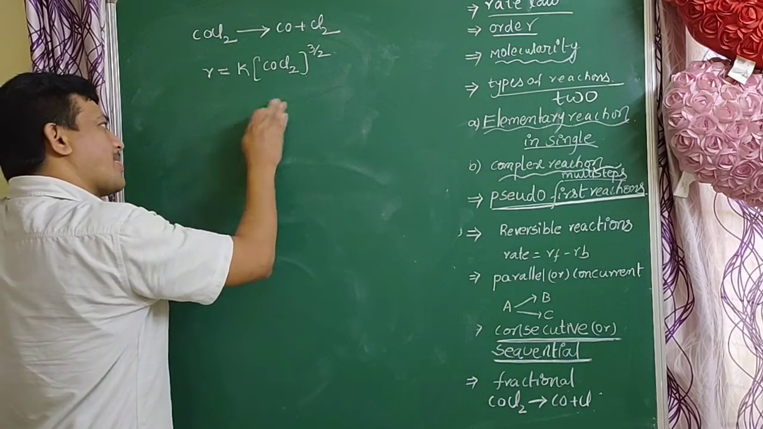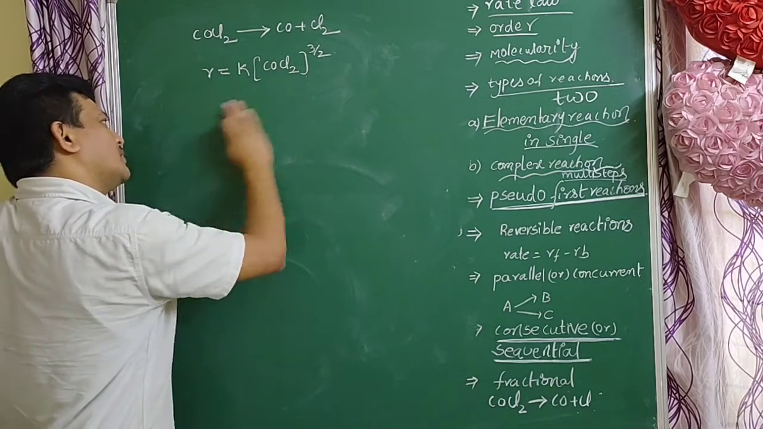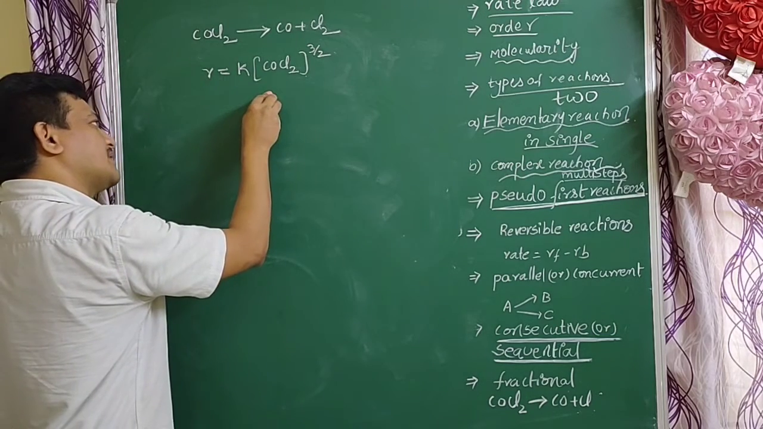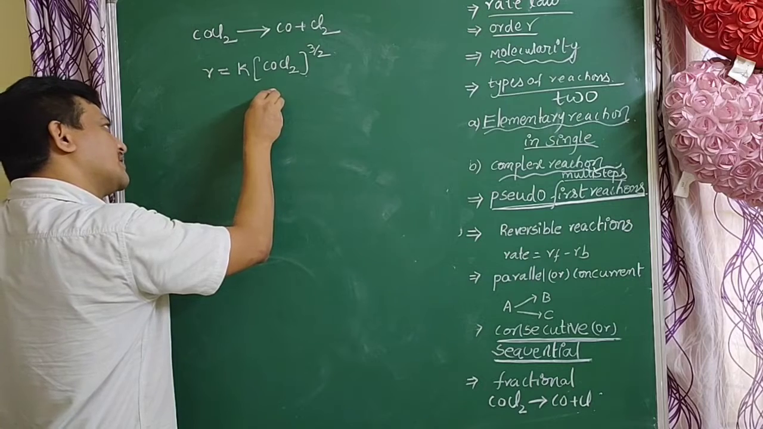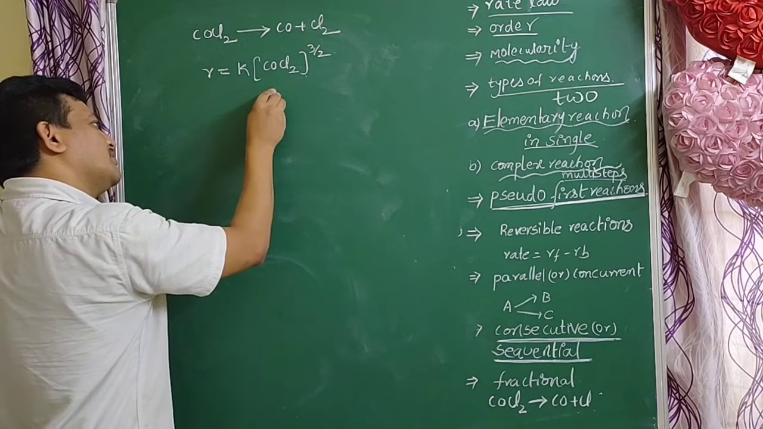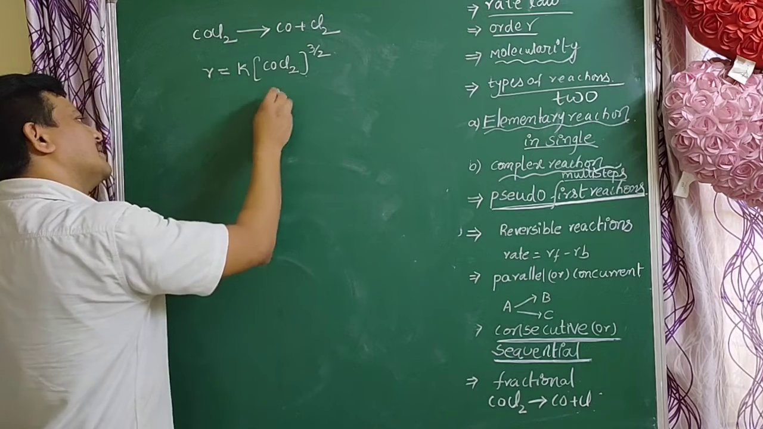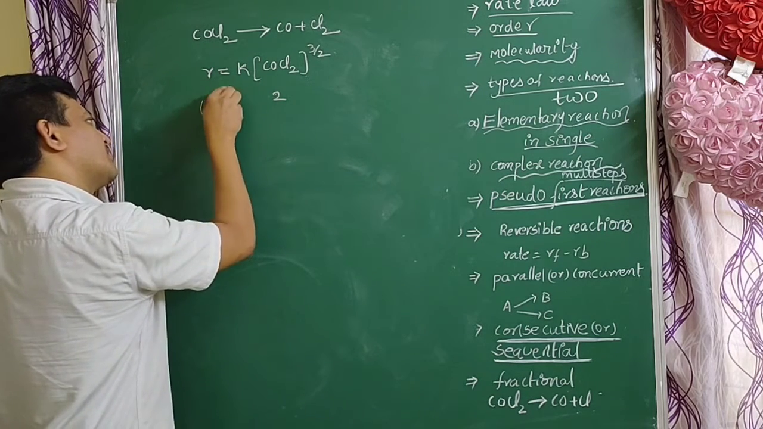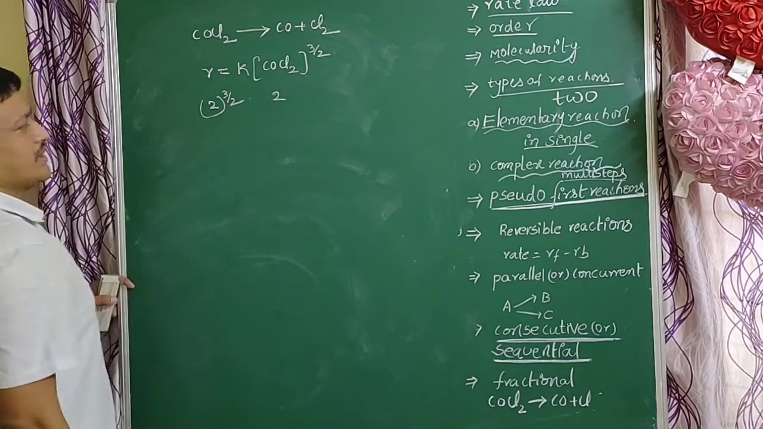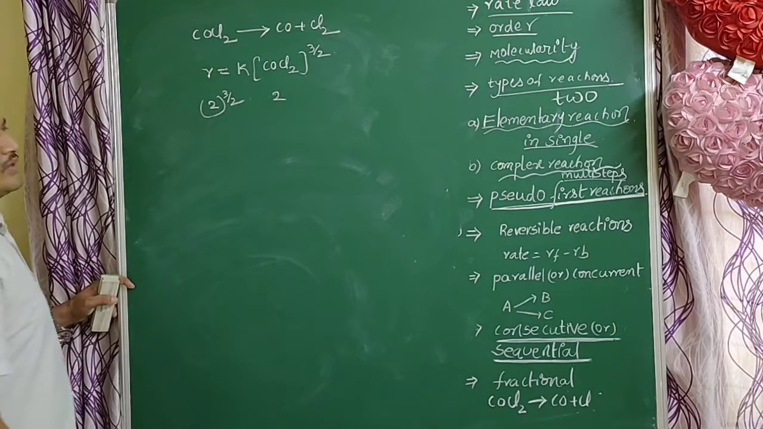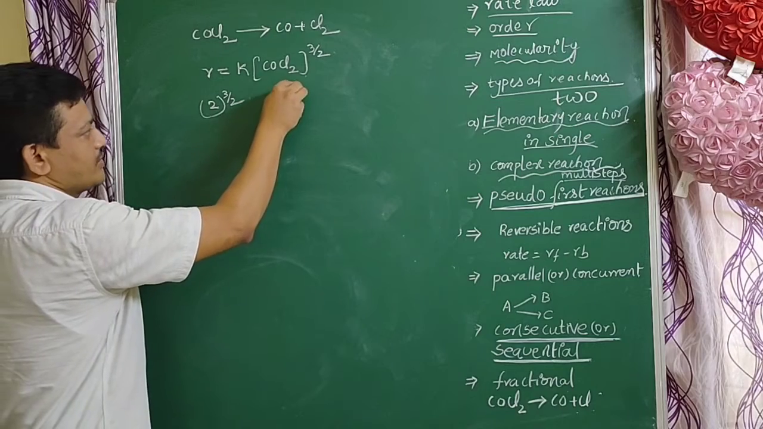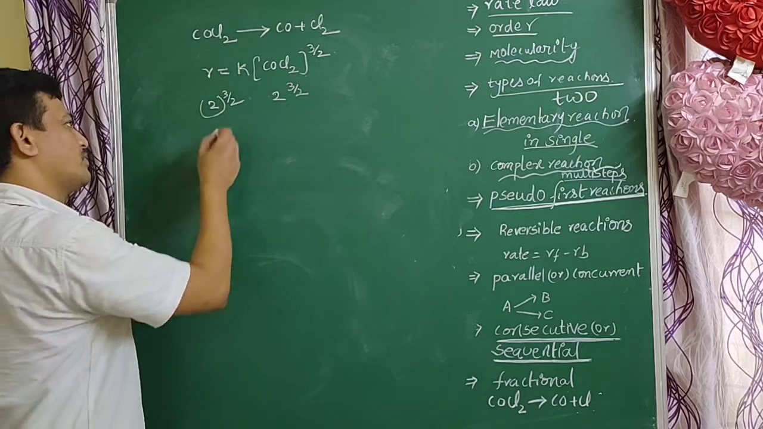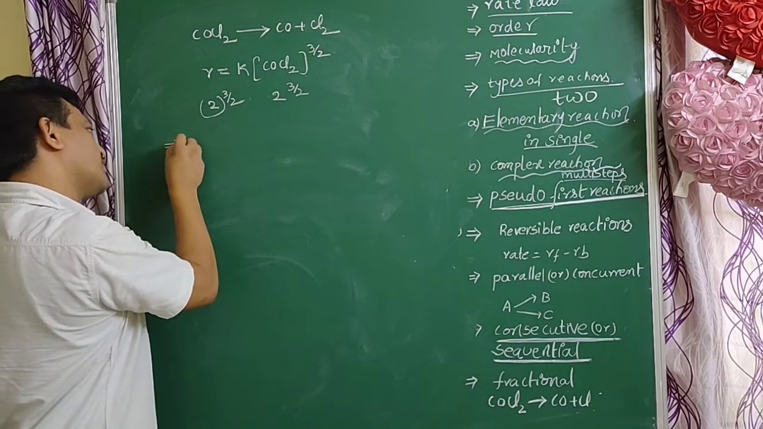Here, if the concentration of COCl2 increases 2 times, the rate increases 2 power 3 by 2 times. That means the power is 3 by 2. That is very important. So this is a fractional order reaction.